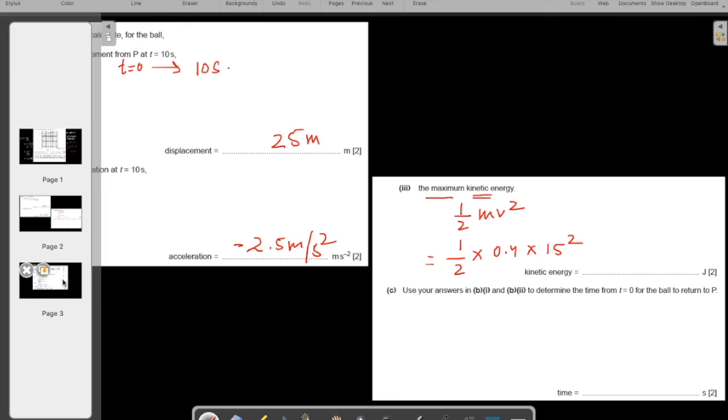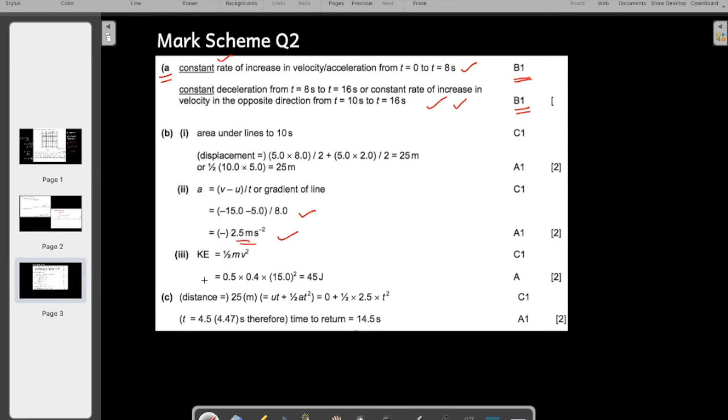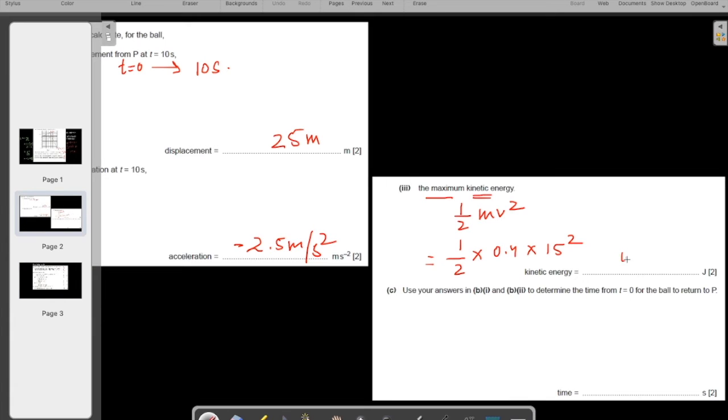Let us tally with the mark scheme. You can solve it on your calculator. If you see, it's the same thing. Half mass times velocity square, 45 joules. 45 joules. Alright, so this is also done.